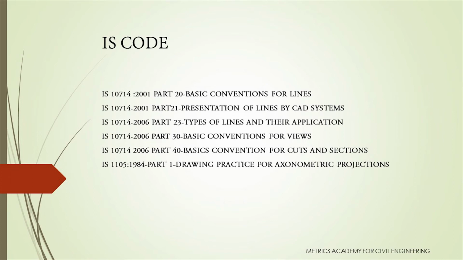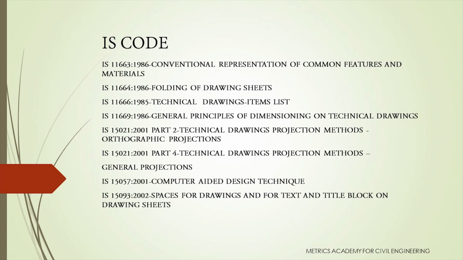The next is IS 10714-2006, Part 40, Basic Conventions for Cuts and Sections. Next is IS 1105-1984, Part 1, the Drawing Practice for Axonometric Projections. The next is IS 11663-1986, the Conventional Representation of Common Features and Materials.